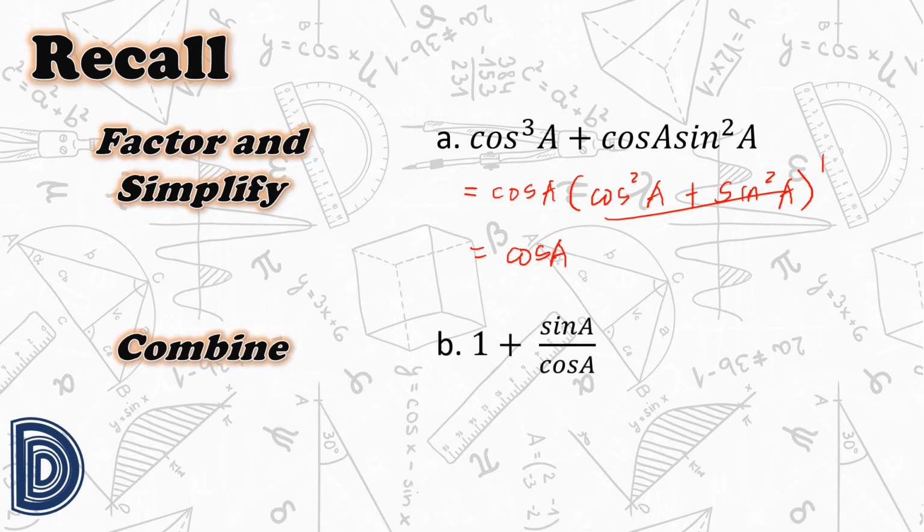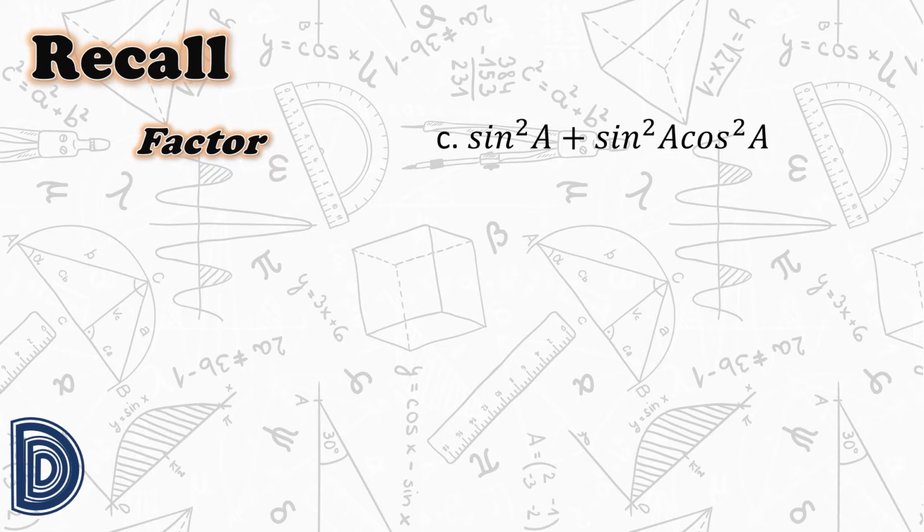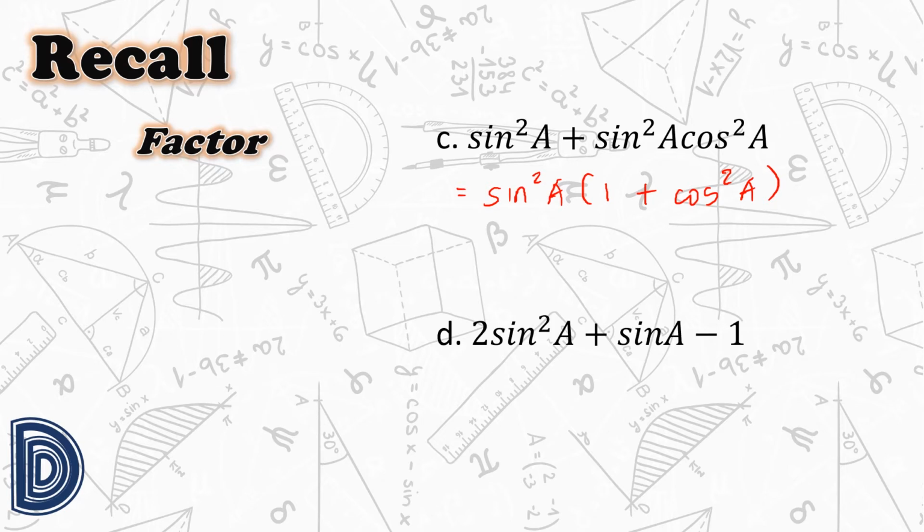Next, combine the two terms: 1 plus sine A over cosine A. We are combining a whole number and a rational expression in the form sine A over cosine A. So we have the LCD as cosine A, then cosine A divided by 1 times 1, that is cosine A plus sine A. Next, we have factor sine squared A plus sine squared A cosine squared A. Again, sine squared A is a common factor, so we have sine squared A times the quantity 1 plus cosine squared A.